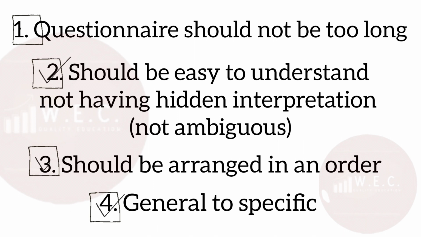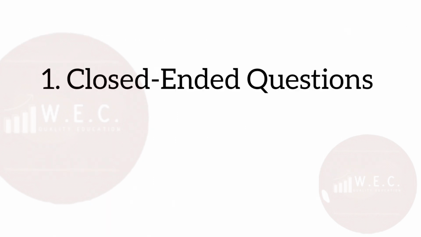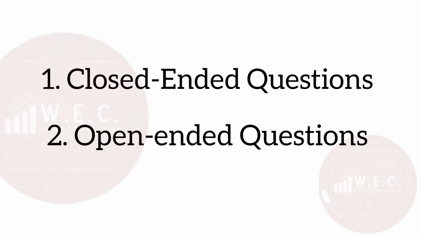For example, if I ask a person about how much food grains he has produced, he may not answer this question because he might not be a farmer. So the first question should be, what is the profession of that person, or what is the name of the person, etc. The questions can be closed ended or open ended.